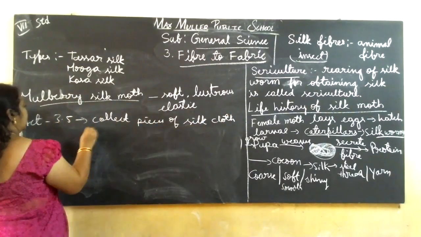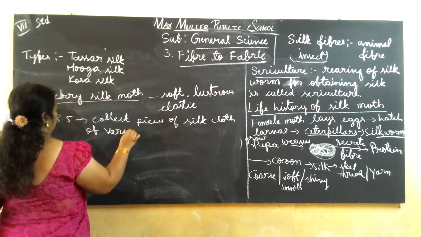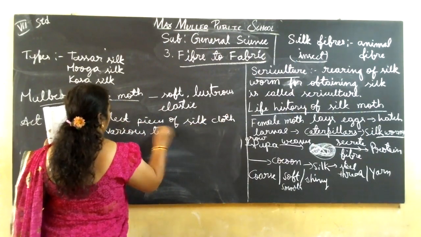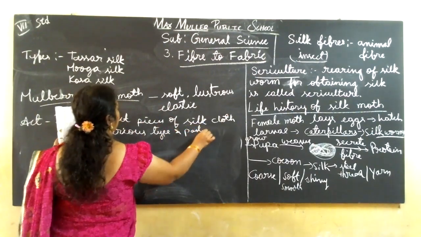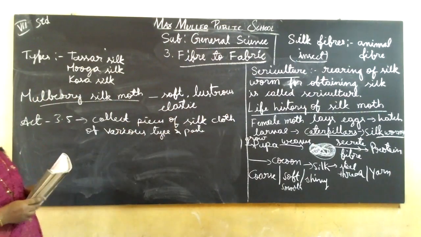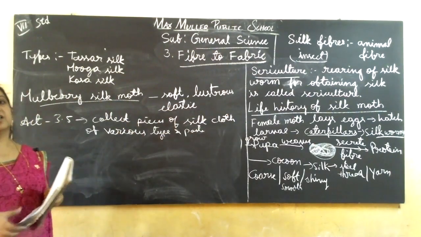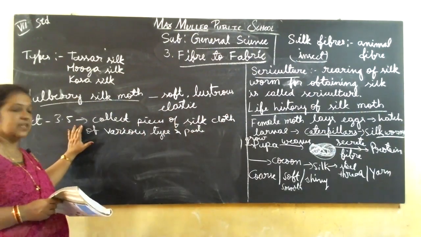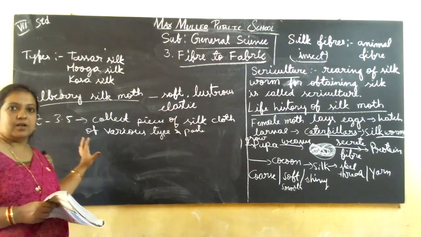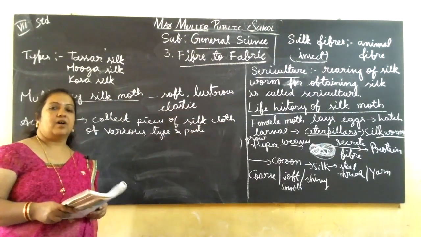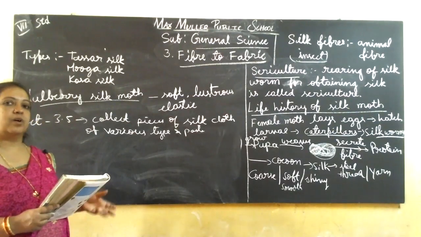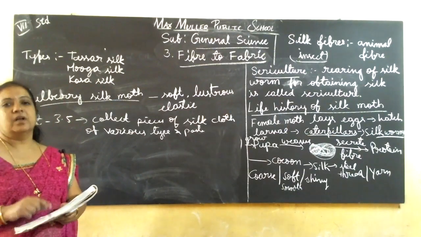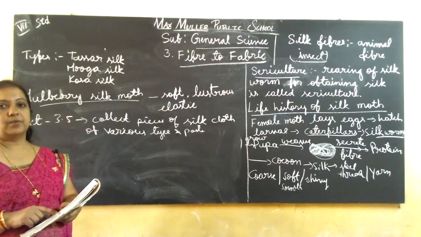Cloth of various types, and you have to paste them in your scrapbook. I told you already, you have to paste it in your scrapbook. Small pieces are enough. Collect different qualities and different colors and textures of silk cloths, and paste them in your scrapbook, or in your assignment book also you can paste it. That is the assignment they have given in the activity.